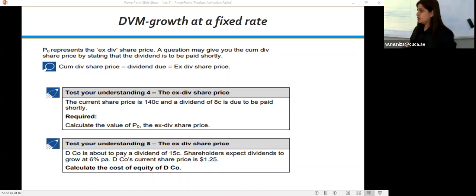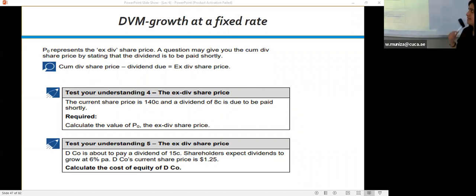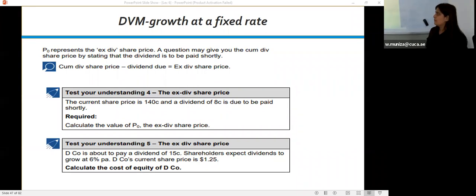If in the exam they are giving you the cum dividend share price, then you have to convert it to the ex dividend share price in order to put it in the formula in the place of PO. So PO represents the ex dividend share price. A question may give you the cum dividend share price by stating that the dividend is to be paid shortly. So cum dividend share price minus dividend due is equal to ex dividend share price. The requirement of the question is to calculate the value of PO, the ex dividend share price.